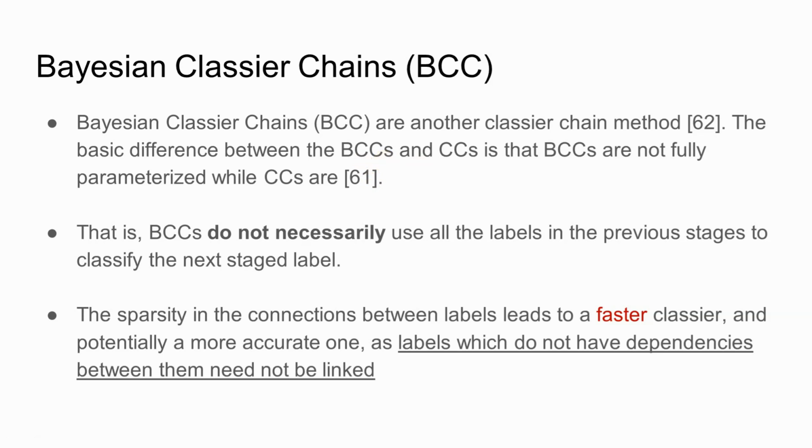So I pick several of those that I consider more related, more relevant predictions as the attributes for predicting the next one. That is, BCC does not necessarily use all the labels in the previous stages to classify the next label. The sparsity in the connections between the labels leads to a faster method, because we have fewer trainings, and potentially a more accurate one, as labels which do not have dependencies between them do not need to be linked.